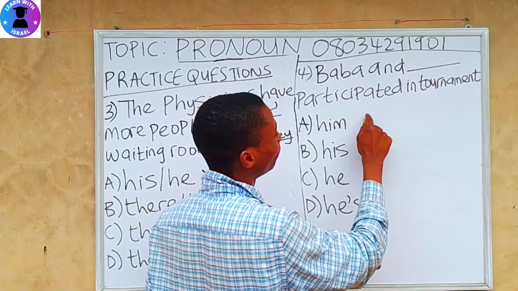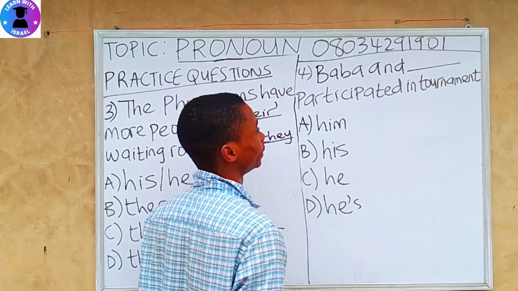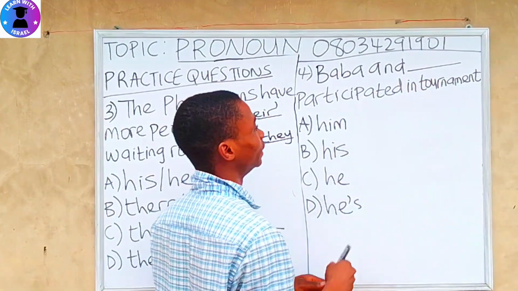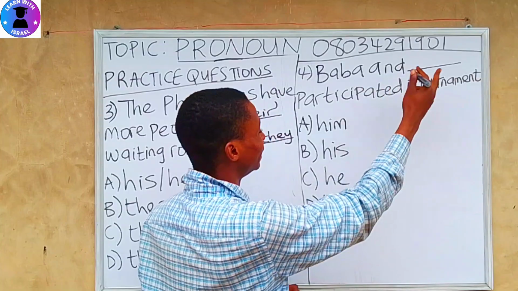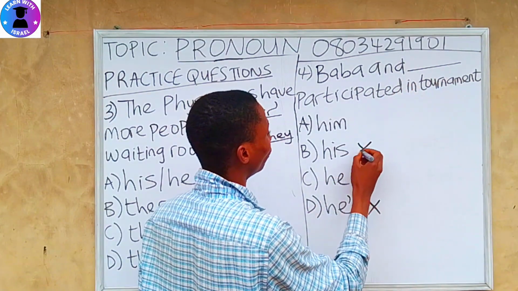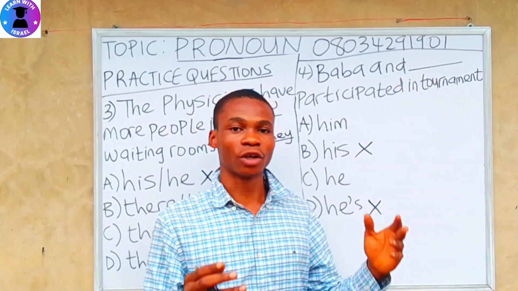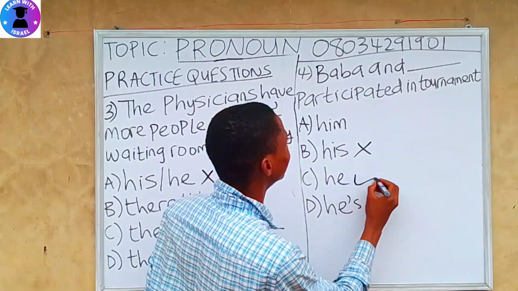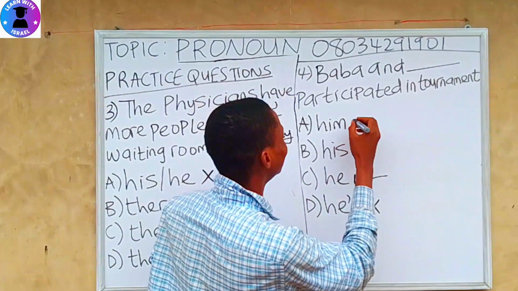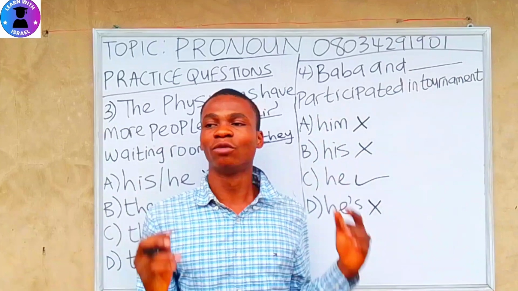Baba and dash participated in tournament. A, him, B, is, C, he, D, he is. Baba and he is participated in tournament is wrong. Baba and is participated in tournament is also wrong. Baba and him participated in tournament is also wrong. You end it with he. Baba and he participated in tournament. I know some people use Baba and him, but that's wrong. So let's move to the last question.